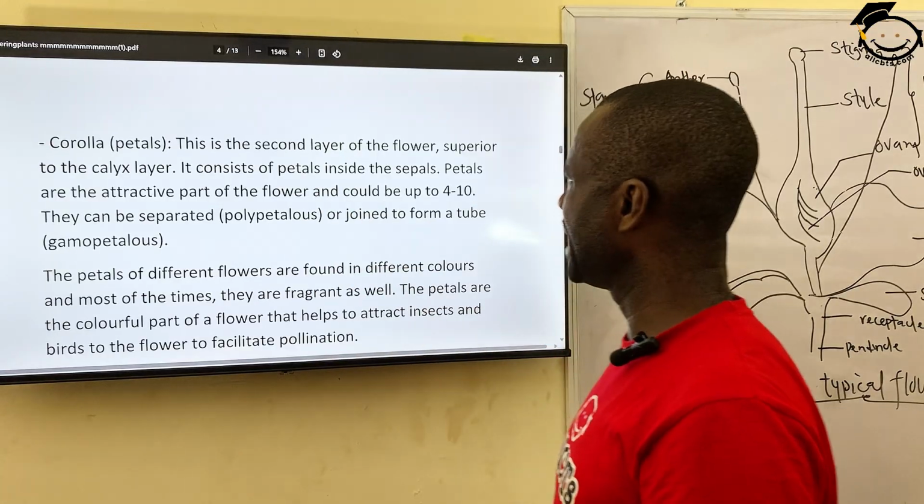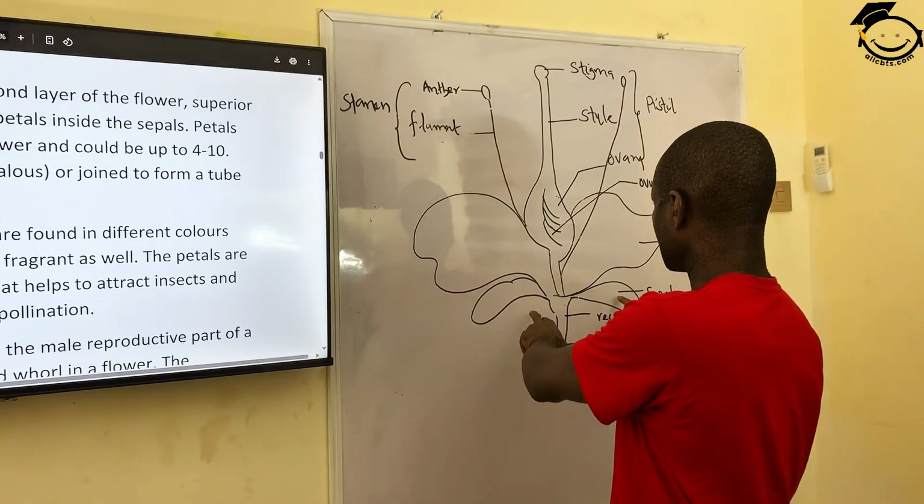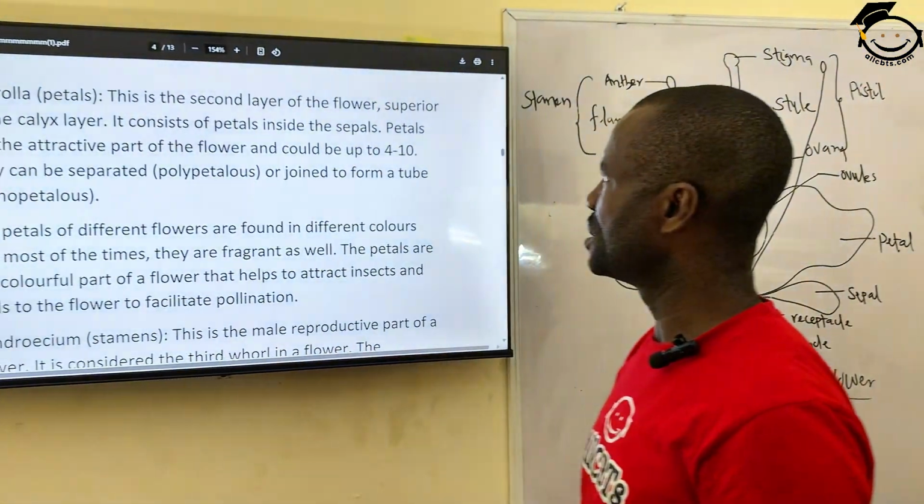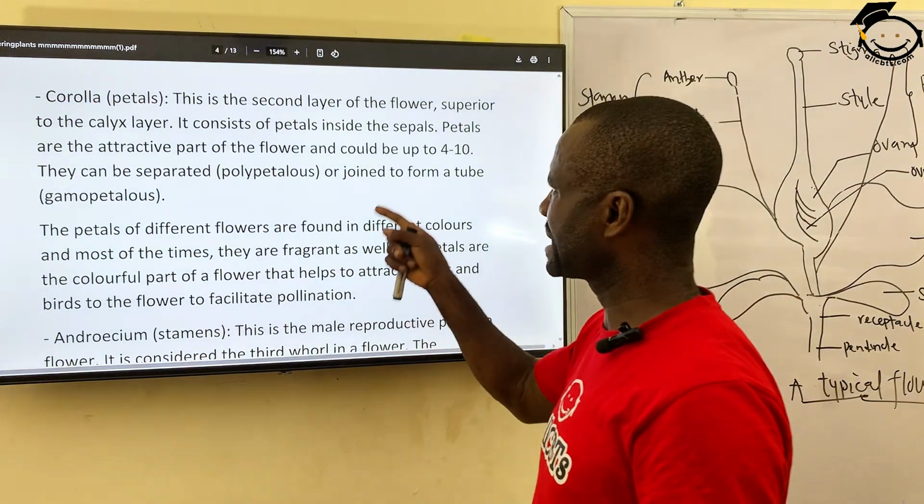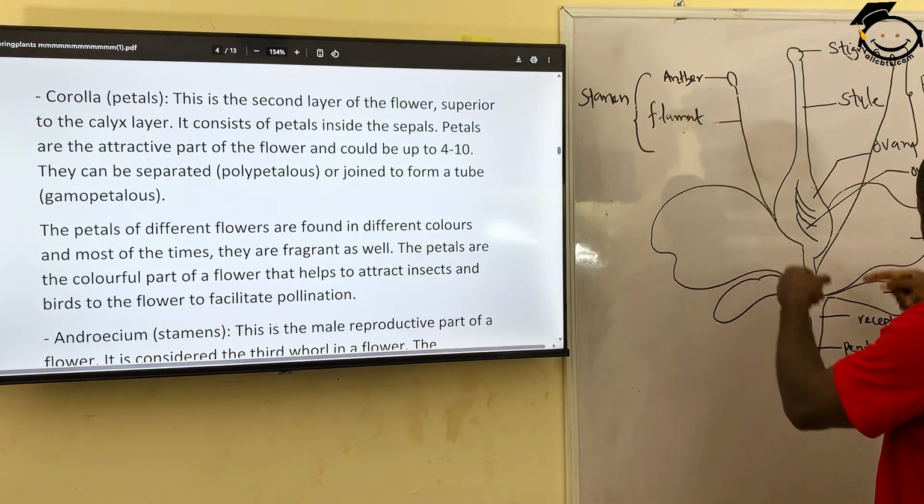This is the second layer. Of course, we said the corolla. After the calyx or sepal is the corolla or petal. This is the second layer of the flower, superior to the calyx layer. It consists of petals inside the sepal. Yes, the petal is always housed by the sepal.